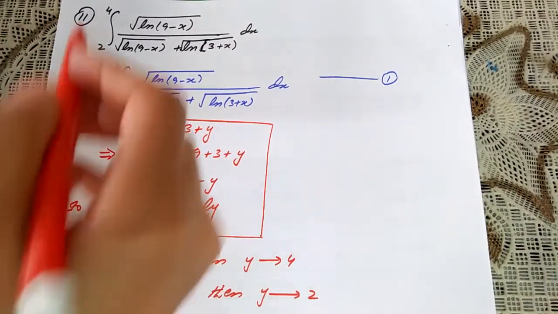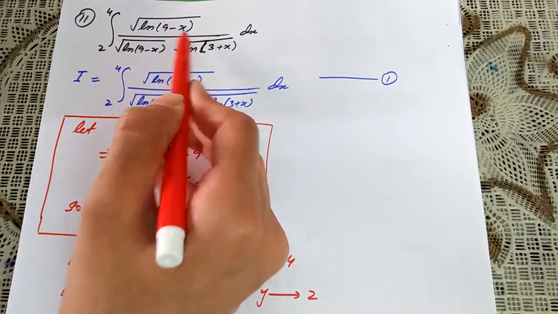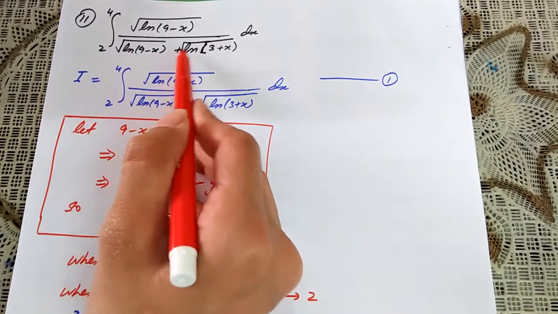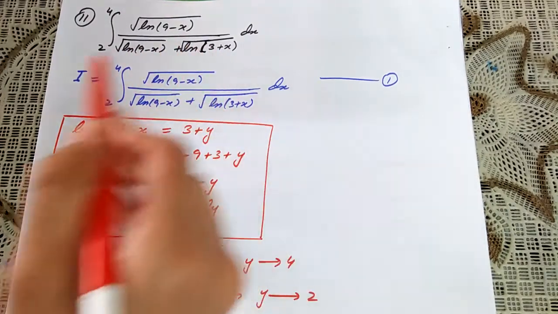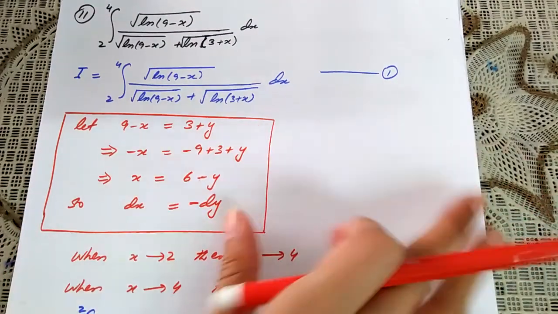Question number 11. Integrate from 2 to 4 under root ln 9 minus x over under root ln 9 minus x plus under root ln 3 plus x. Let this integral equal I. I'm naming this as equation number 1.